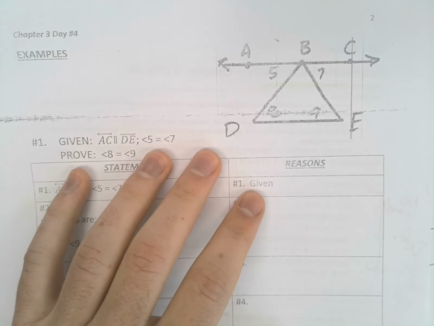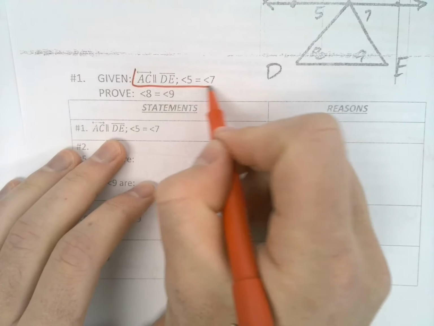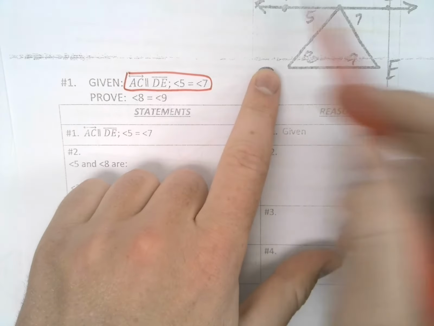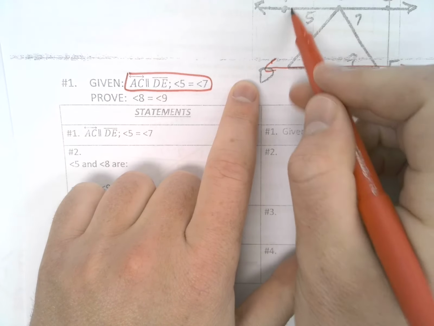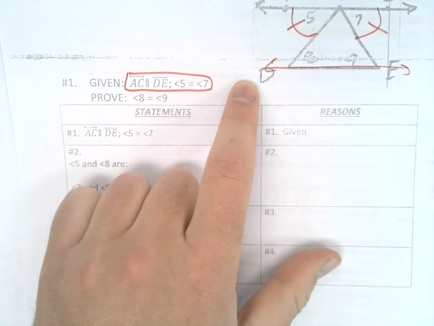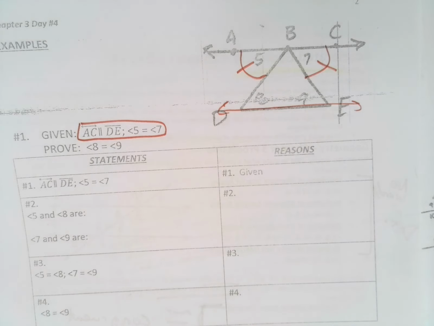How about, would you care to maybe go ahead and tell me some things we know based off what we're given, Jack? It says AC is parallel to DE. Angle 5 equal to angle 7. So that's parallel to that. And then you're saying DE and AC are parallel. And do we actually have two transversals here?